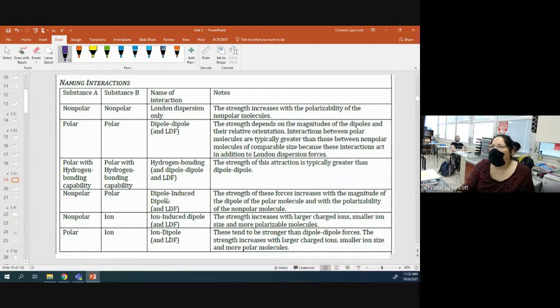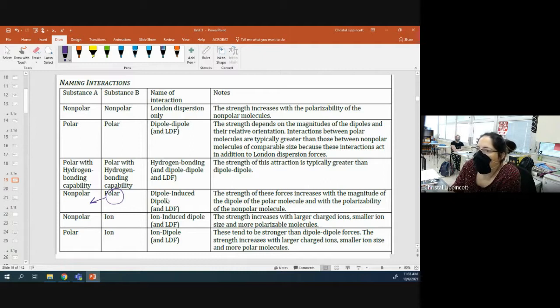All right, naming interactions. If we have just nonpolar substance A and substance B is nonpolar, we're dealing with London dispersion forces. If we have two polar molecules, we're dealing with dipole-dipole and LDF. If we're dealing with polar with hydrogen bonding, we're dealing with hydrogen bonding, dipole-dipole, and LDF. If we have a nonpolar and a polar, we end up with a dipole-induced dipole. This dipole is going to induce a dipole in this guy. It's going to cause that to shift around.